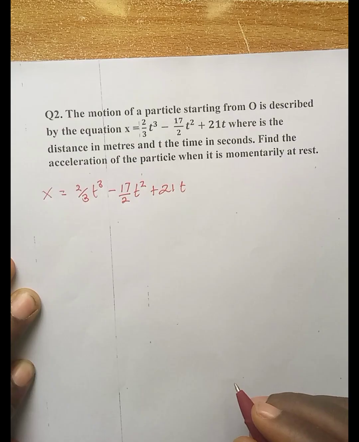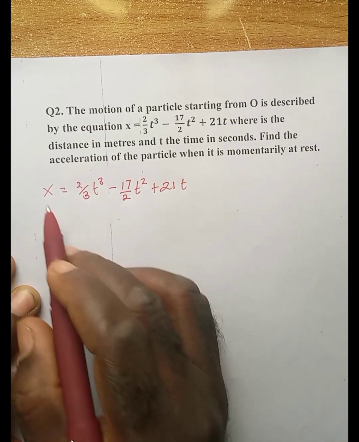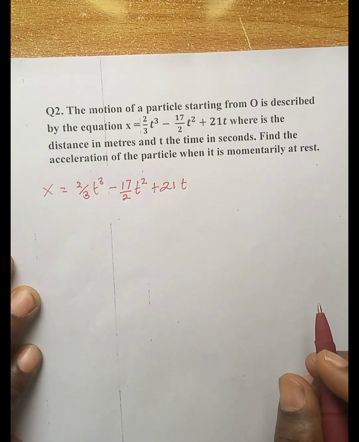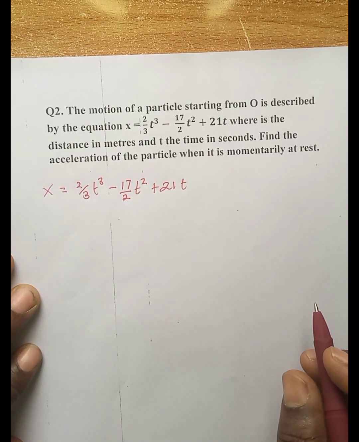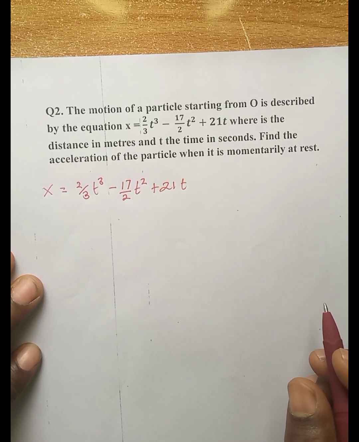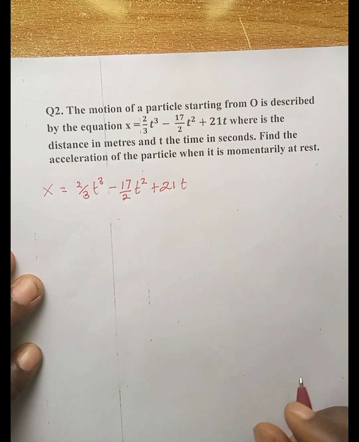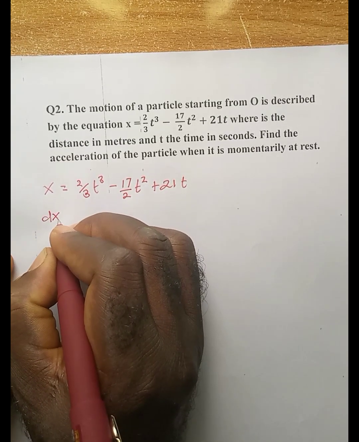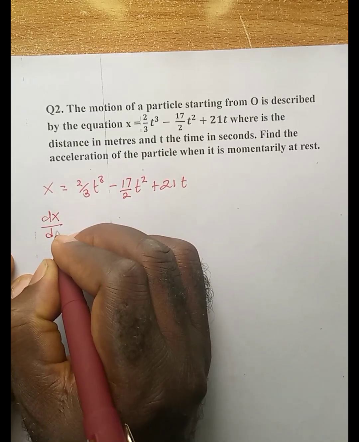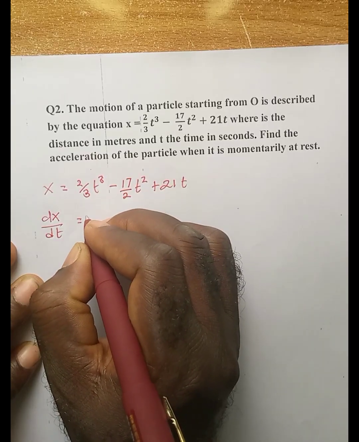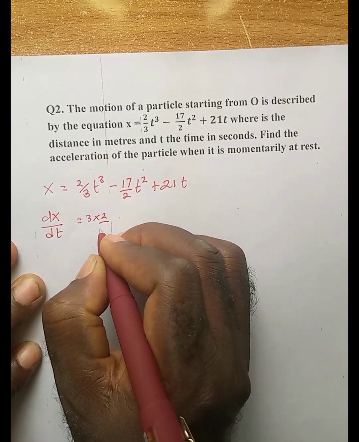And we know before that, if we differentiate distance as a function of time with respect to time, we are going to get the velocity. And if we further differentiate it a second time, we are going to get the acceleration. That is exactly what we are going to do here. Now, when we differentiate this distance function with respect to time, we have dx/dt. When we differentiate this, 3 will come here. This will be 3 multiplied by 2/3.